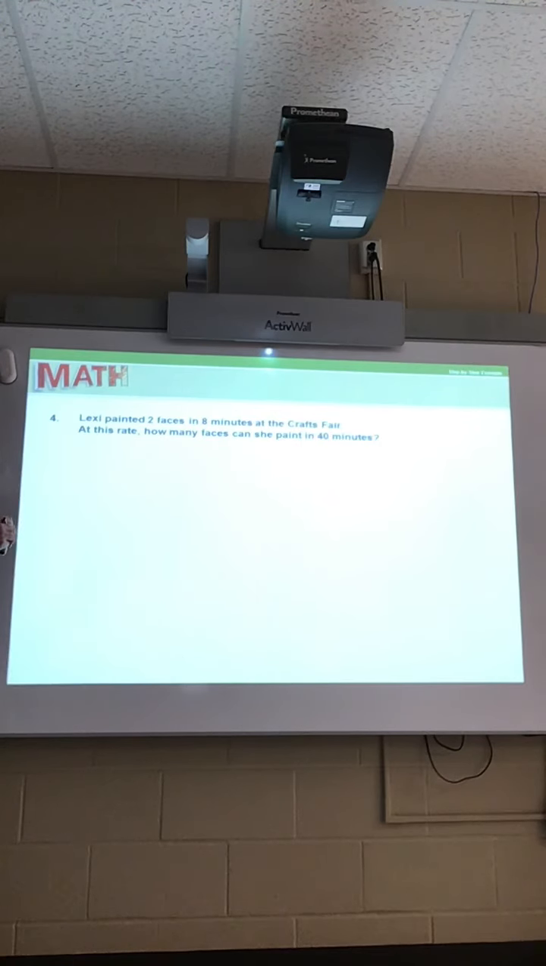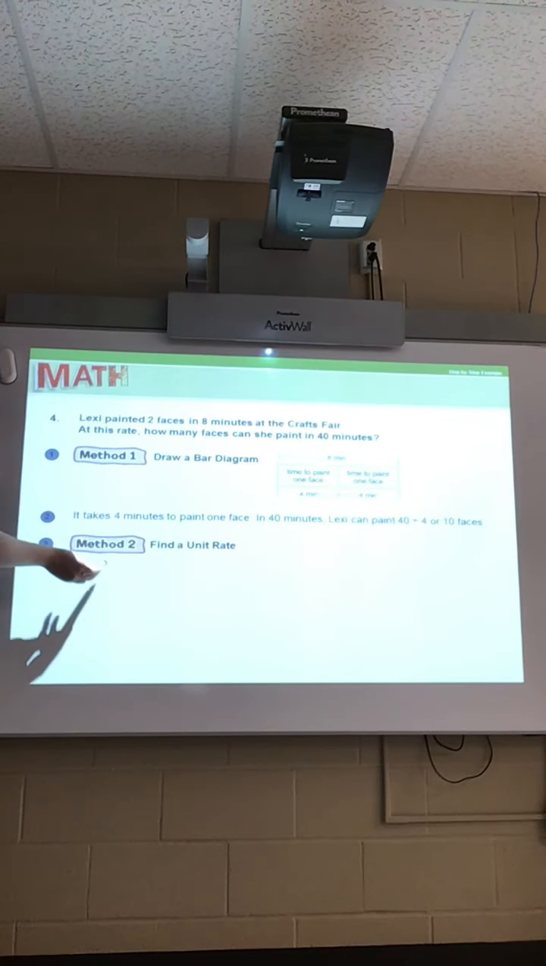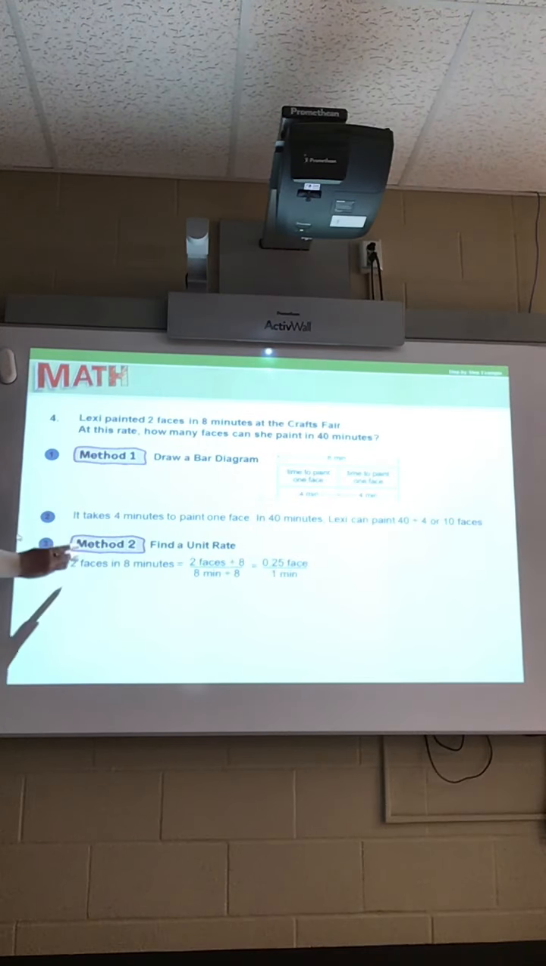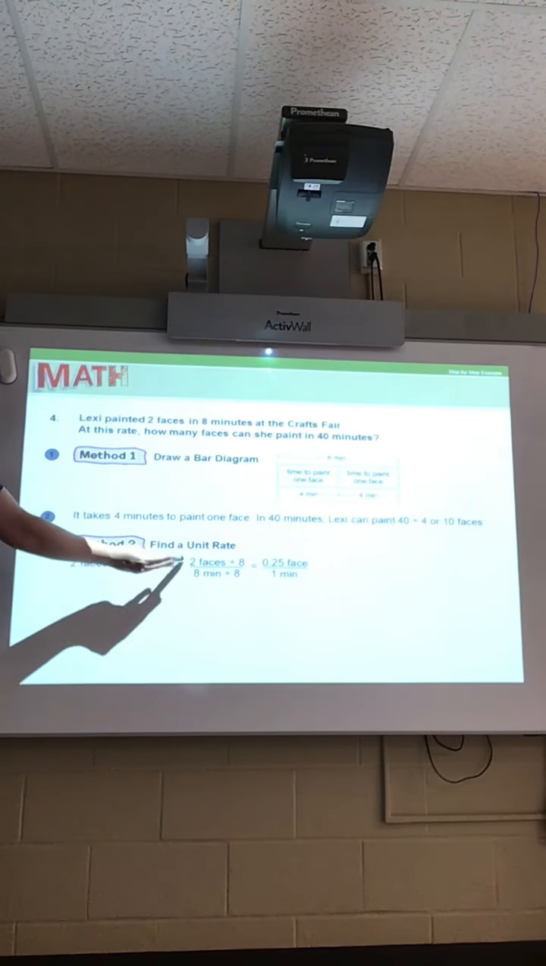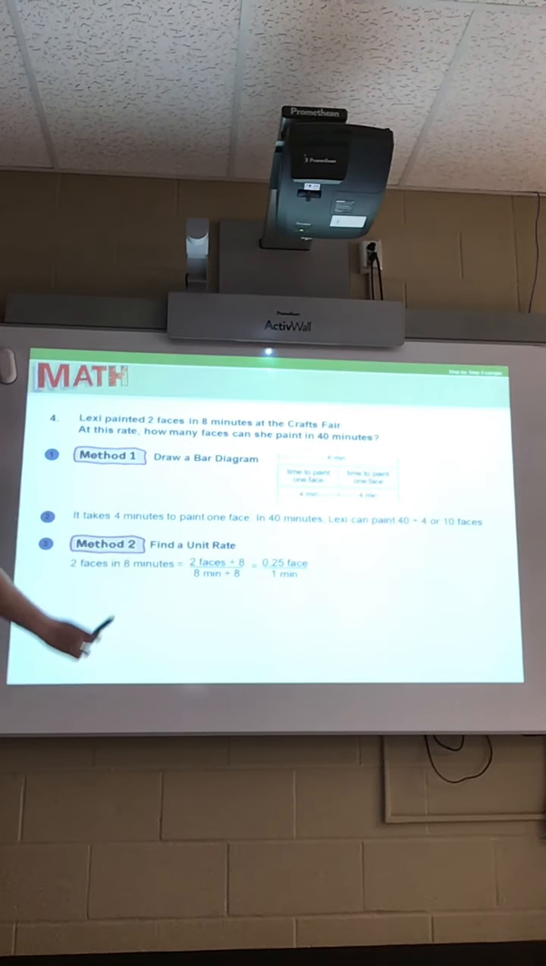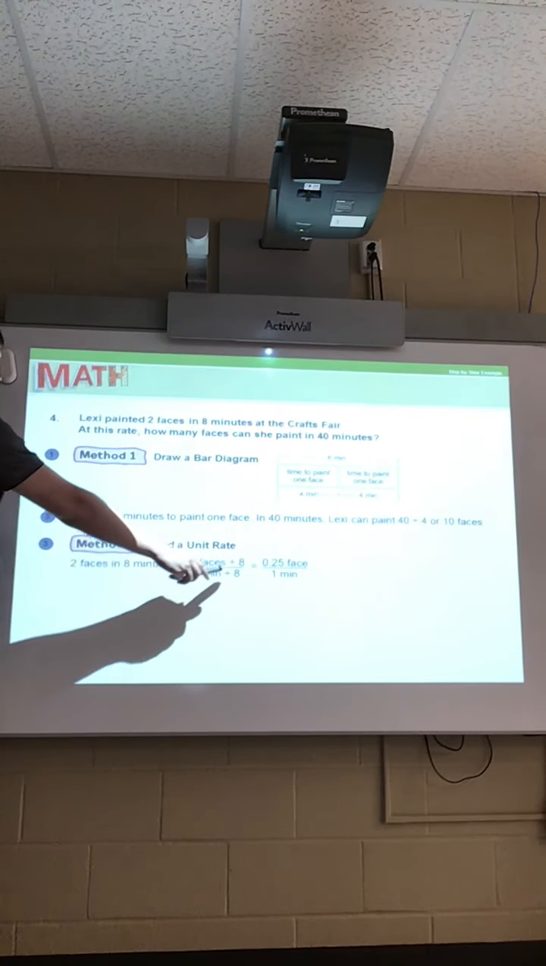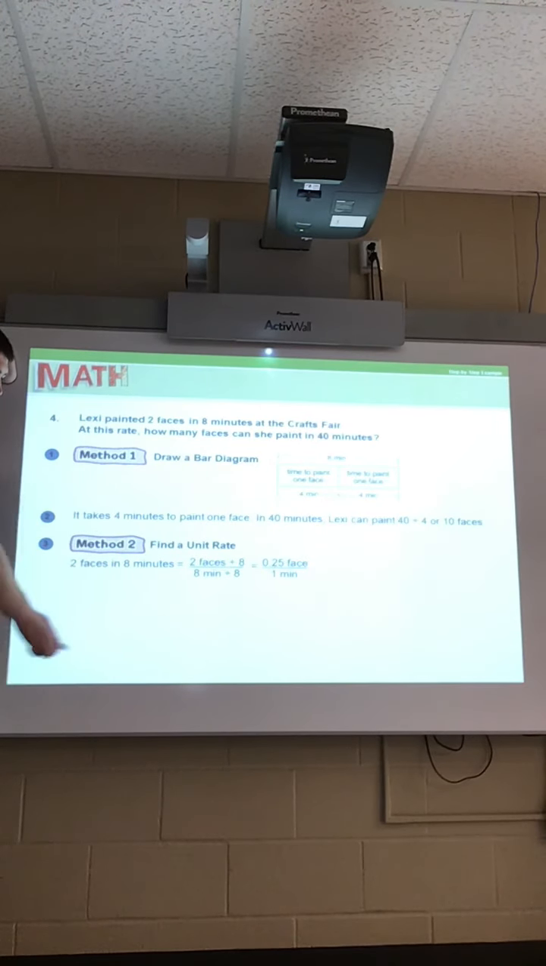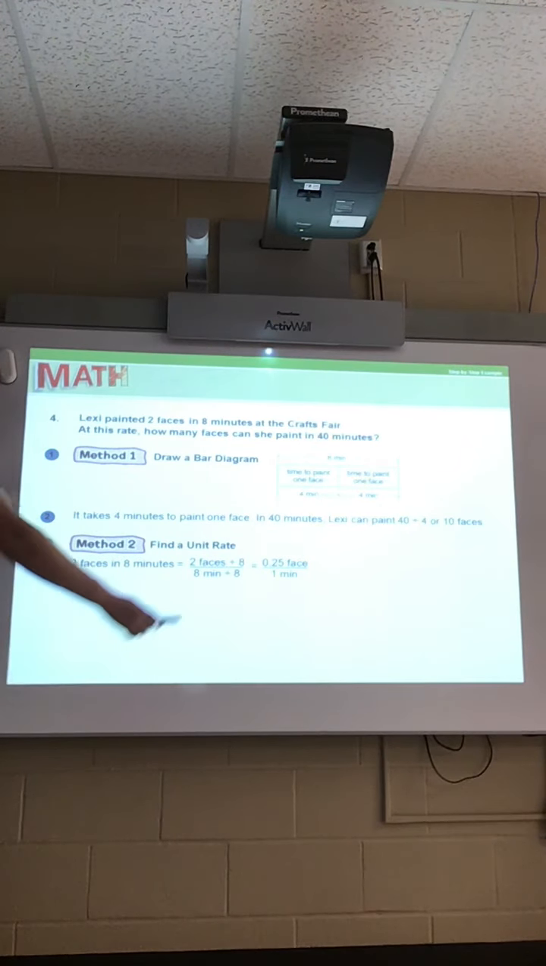Lexi painted 2 faces in 8 minutes at the crafts fair. At this rate, how many faces can she paint in 40 minutes? Okay. You don't need to do the bar diagram. Here we go, find the unit rate, that's our method. So 2 faces in 8 minutes. So you have the 2 faces, the 8 minutes, we're wanting the unit rate. So we divide that 8 minutes by 8 to get per minute. And then 2 faces divided by 8 gives you 0.25 when you put it in the calculator. So she can do 1/4 of a face per minute.